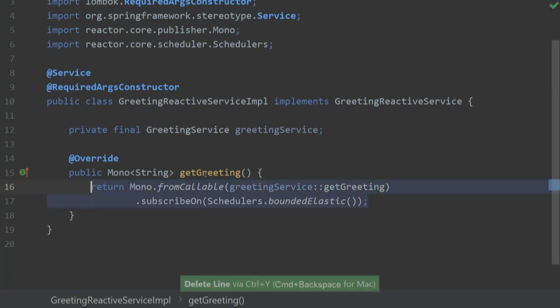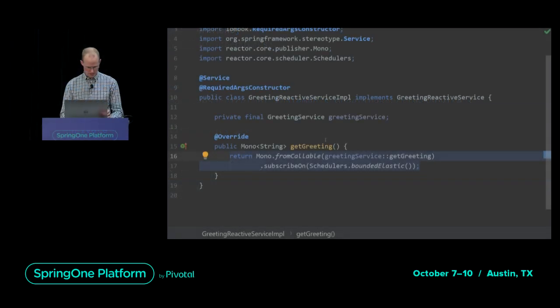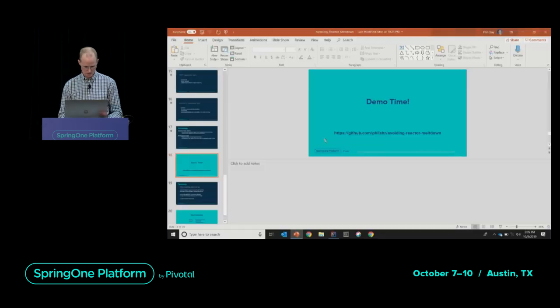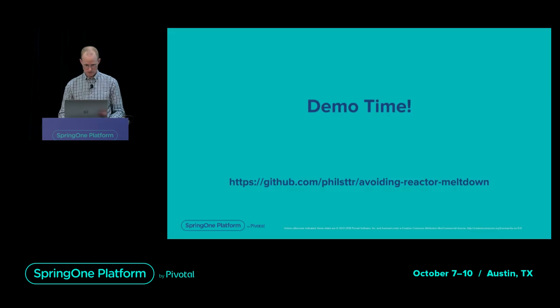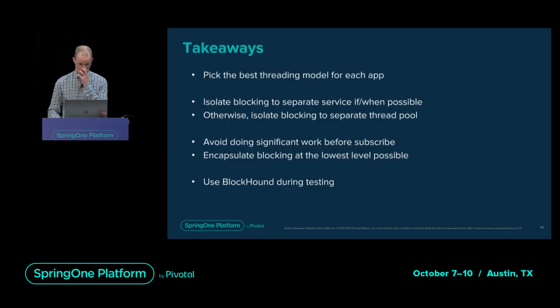All right, so we're at the end of the demo. I want to go back over to our slides, and I want to leave you with some takeaways. The first thing, which I kind of started off with, is definitely pick the right threading model for your application. So this is picking your WebMVC style or your WebFlux style. If you're doing a lot of blocking calls, just go with the WebMVC style.